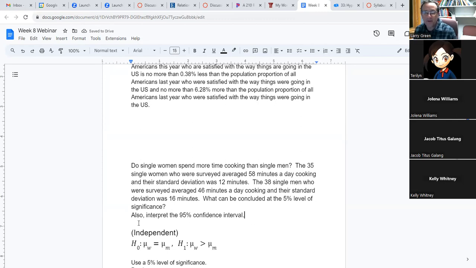So now let me go through and talk about how to do all this. Now we're going to be looking at H naught, the null hypothesis, and that's mu sub W equals mu sub M. So the population mean amount of minutes a day cooking for women is equal to the population mean amount of minutes a day for men cooking. Any questions on that?